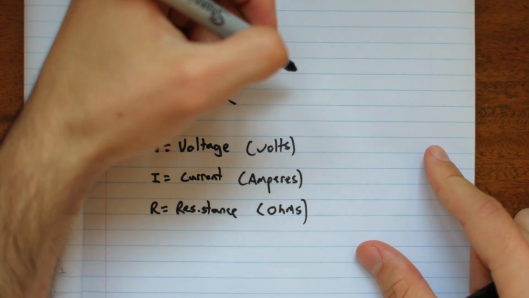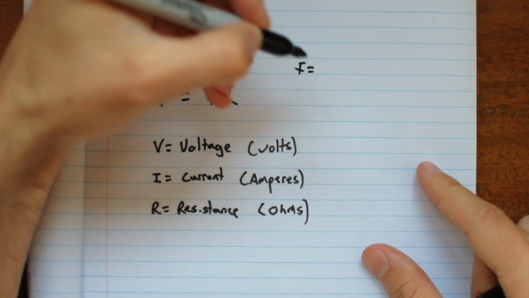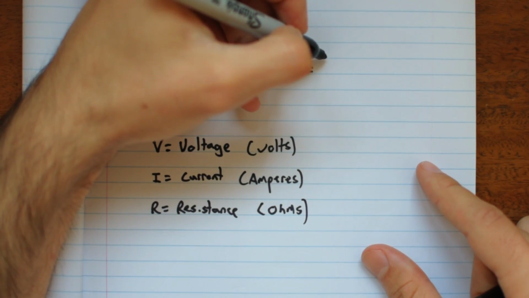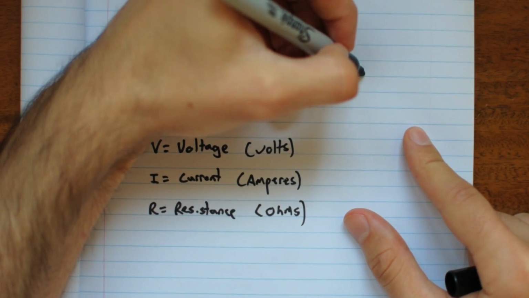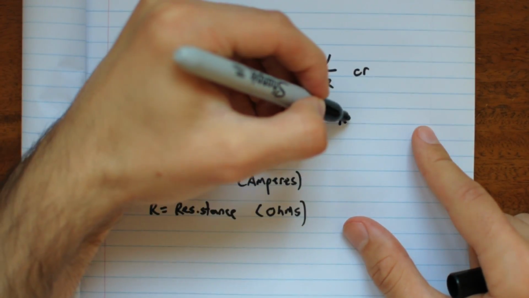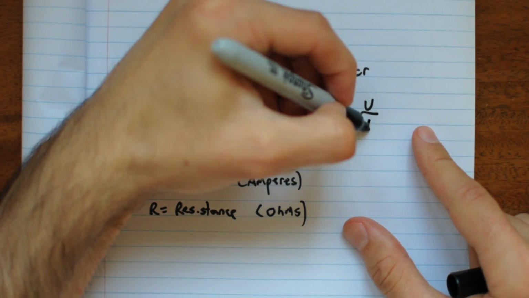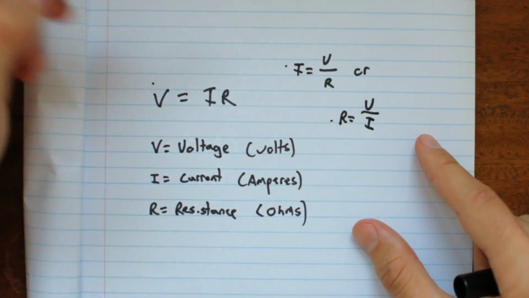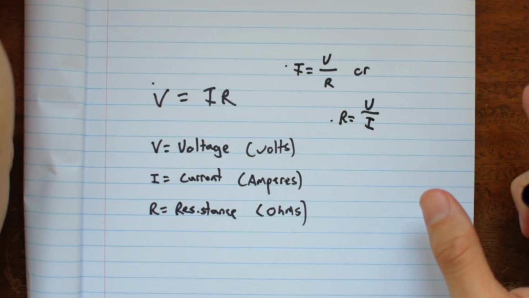So we can actually then rewrite these formulas to figure out the current and the resistance. If we do some basic high school maths, we can rearrange to have the current equaling the voltage over the resistance, and we can get the resistance to be the voltage over the current. So these are the three ways you can find out all these different values, and that's Ohm's law.